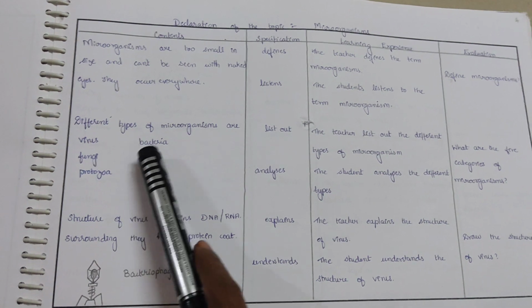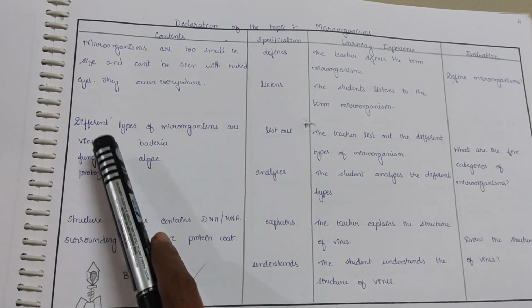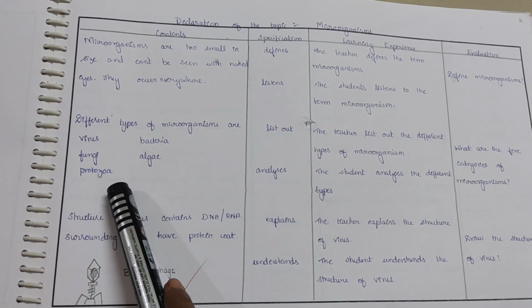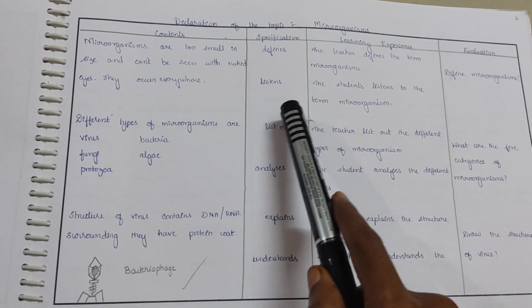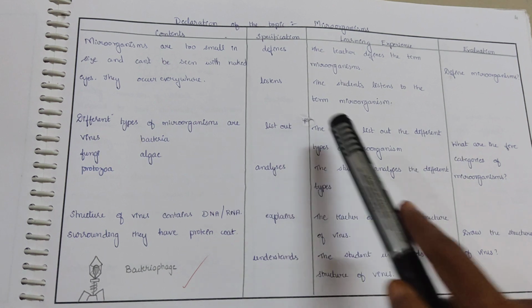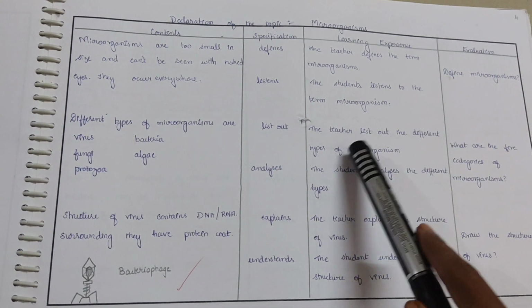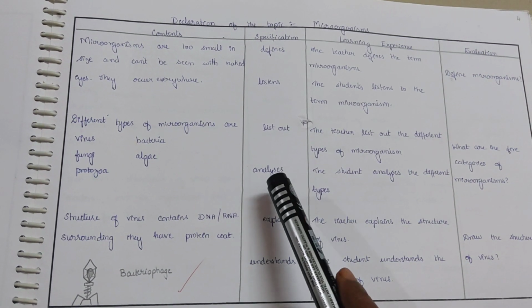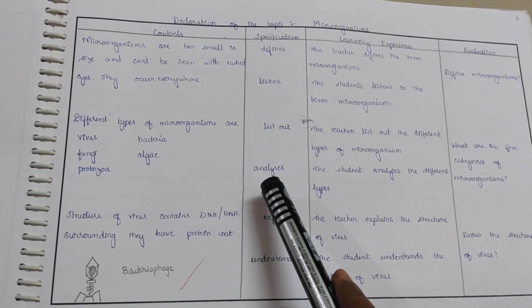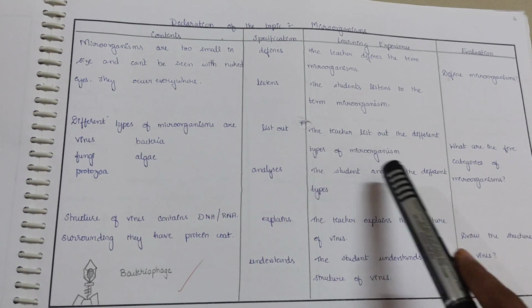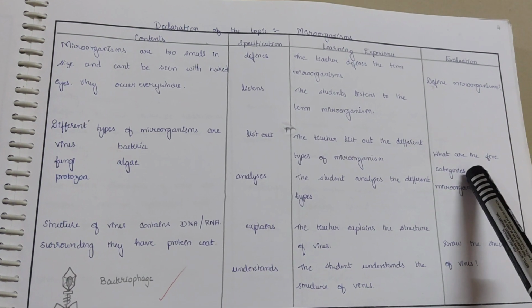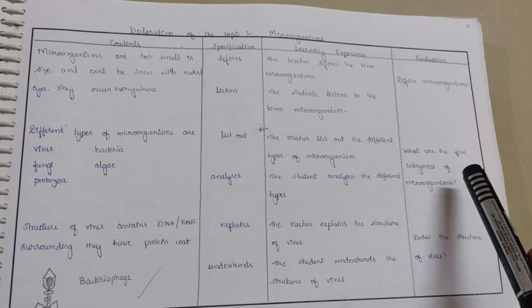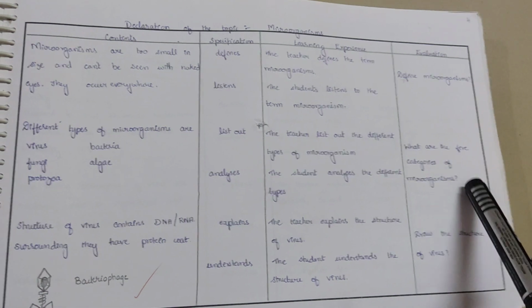Next, different types of microorganisms are virus, fungi, protozoa, bacteria and algae. Here the teacher is listing out. The teacher lists out the different types of microorganisms. And what is the student doing? The student is analyzing. The student analyzes the different types. And the evaluation would be: what are the 5 categories of microorganisms?